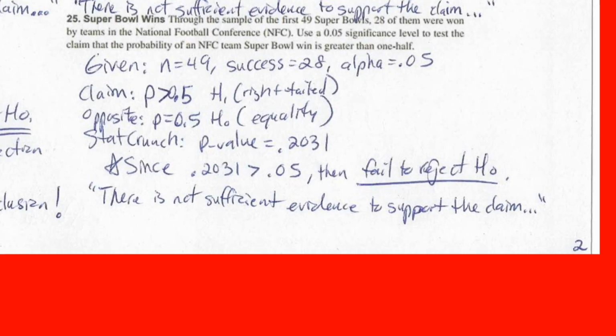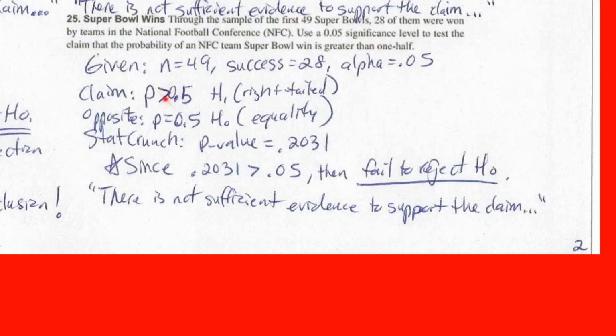Super Bowl wins. Okay, first 49 Super Bowls, 28 of them were won by the NFC. That kind of looks like half. So the claim is that NFC Super Bowl winners are more than the other league. I can't remember, I think it's AFC. So we're going to test that claim. It looks kind of clear that it's half and not more than half, but let's test it out. So we have 49 observations, 28 successes. Alpha is 0.05.